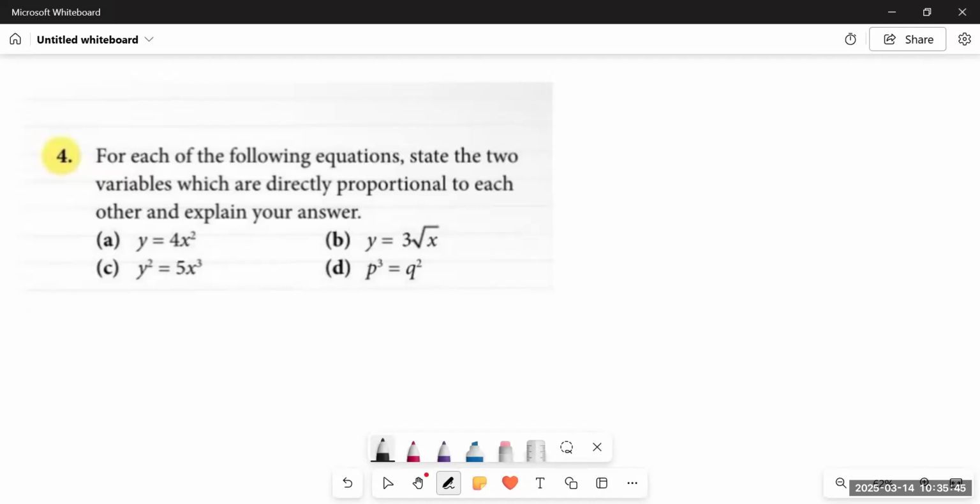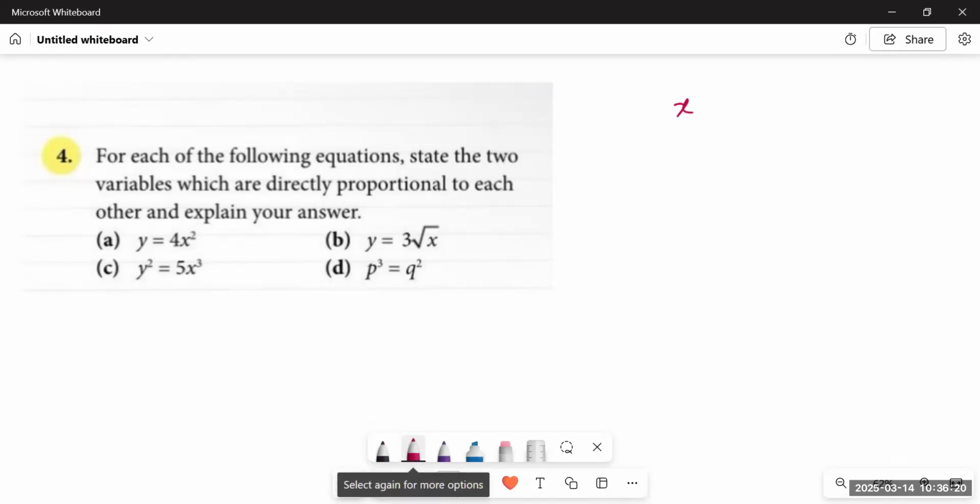In this question, it says for each of the following equations, state the two variables, that is, which of the two variables are directly proportional to each other, and explain your answer. Okay, so before doing this question, let us see what were the equations that we have made in question number 1, 2, and 3. In question number 1, it was if x is directly proportional to y cube and x is equals to 32 when y is equals to 2, then the equation was like that.